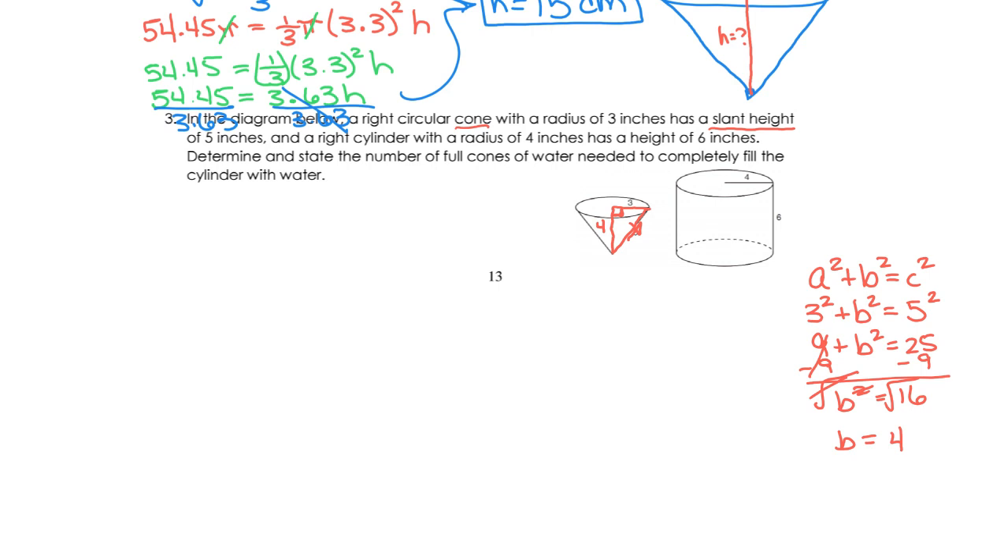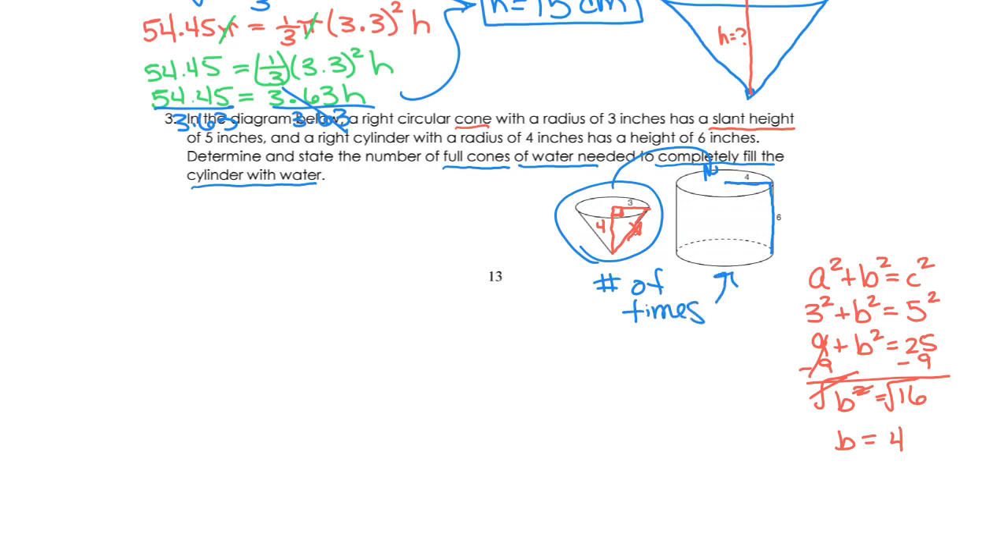We also have a right cylinder with a radius of 4 and a height of 6. So nothing needs to change there. We're going to determine and state the number of full cones of water that need to completely fill the cylinder with water. All right, so what that means is that we're going to go to the water fountain, fill this cone up, we're going to dump it into the cylinder, and we're going to see how many times we have to do that in order for this cylinder to be completely full. Okay, we don't want it not to be completely full, so we have to make sure that we round the correct way.